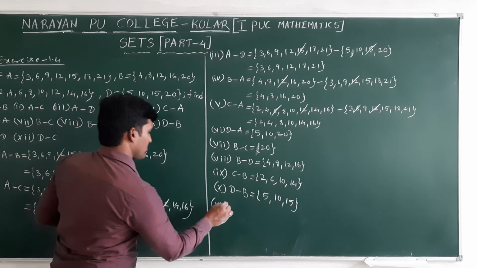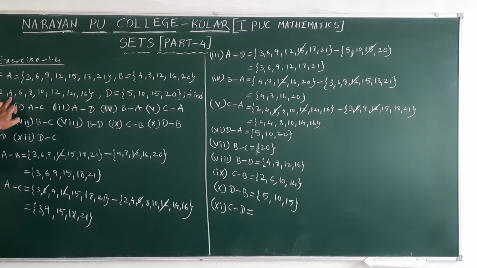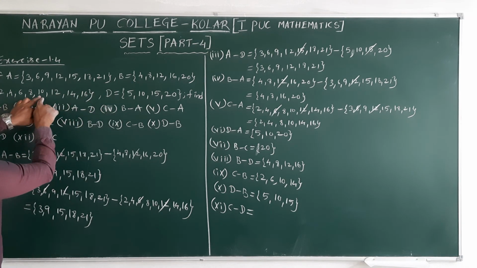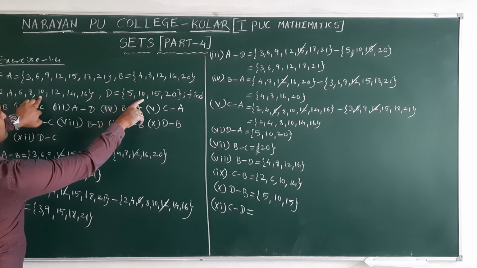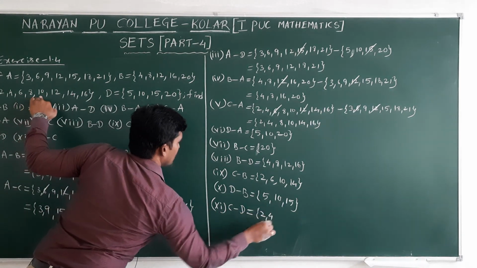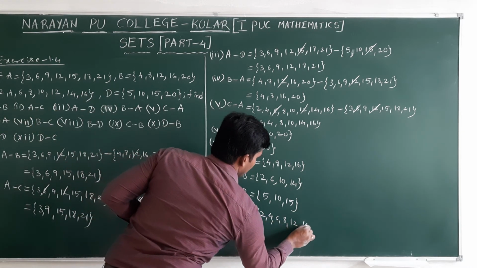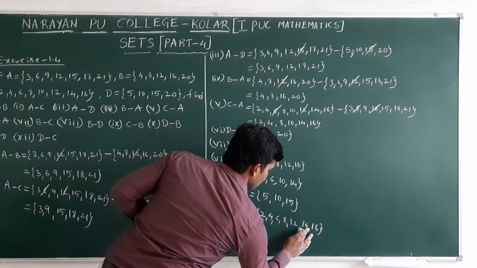11th one, C minus D. From C, eliminate the common elements present in D. 5 is not there, 10 is there, cancel. That's all. So only 10 is removed from C. The remaining are 2, 4, 6, 8, 14, 16.